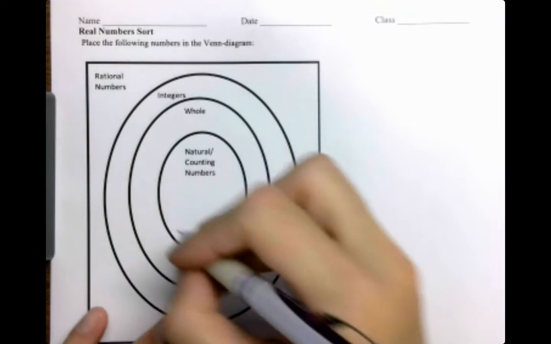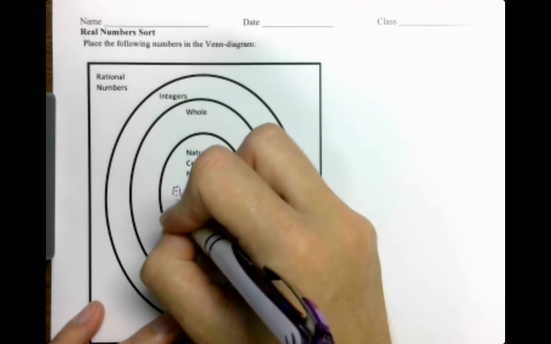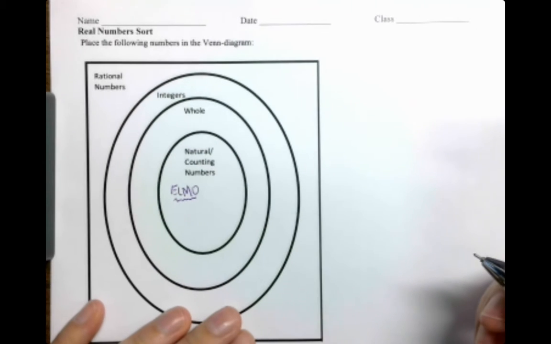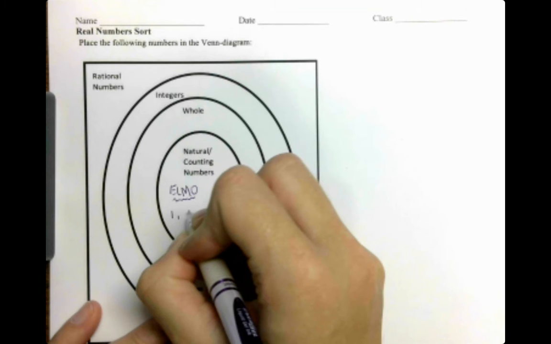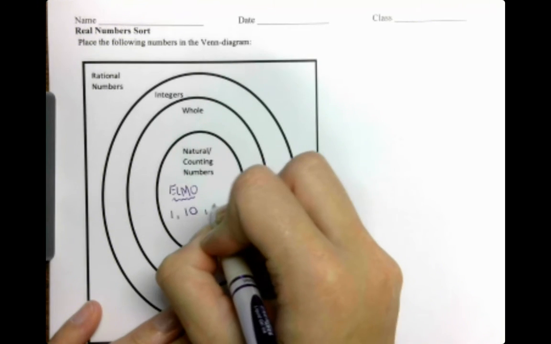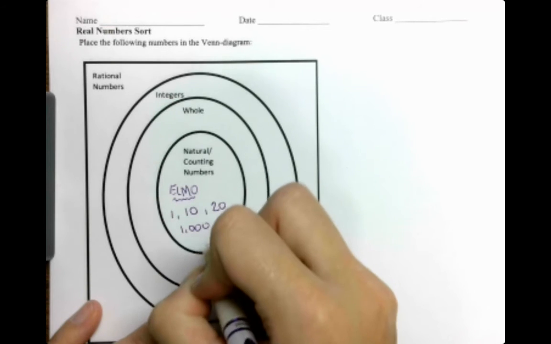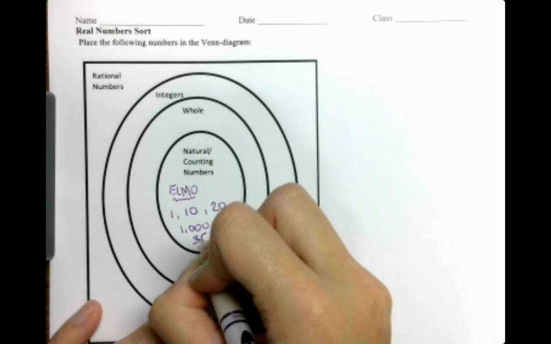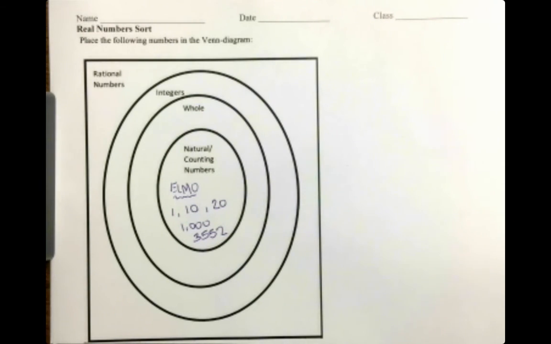I always call them my Elmo numbers. So anything that Elmo would count. All right. So if you think of numbers that Elmo would count, that would include something like 1, 10, 20. He could count to 1,000. He could count to 3,552. All right. Things like that.